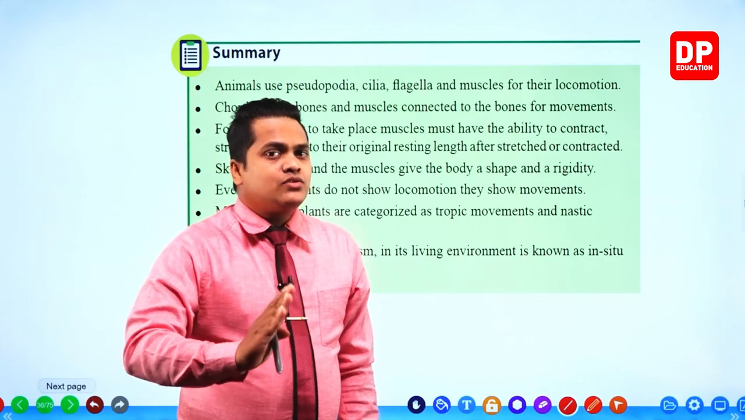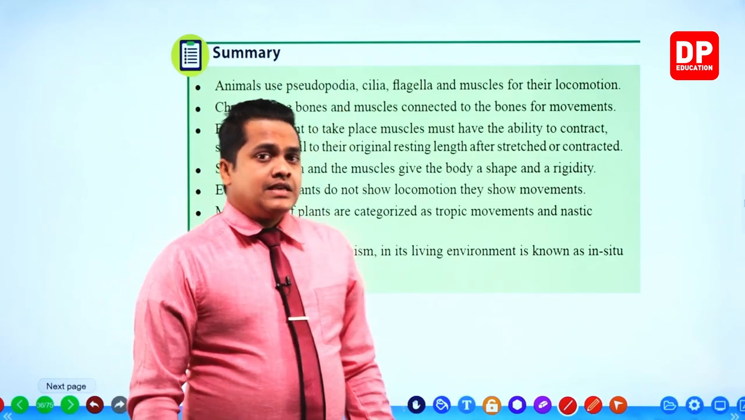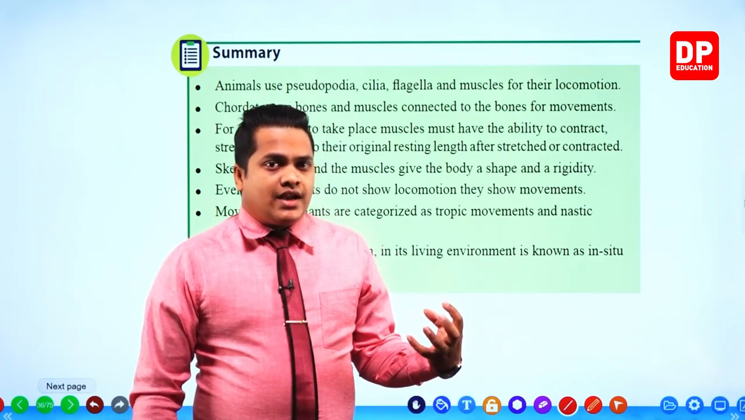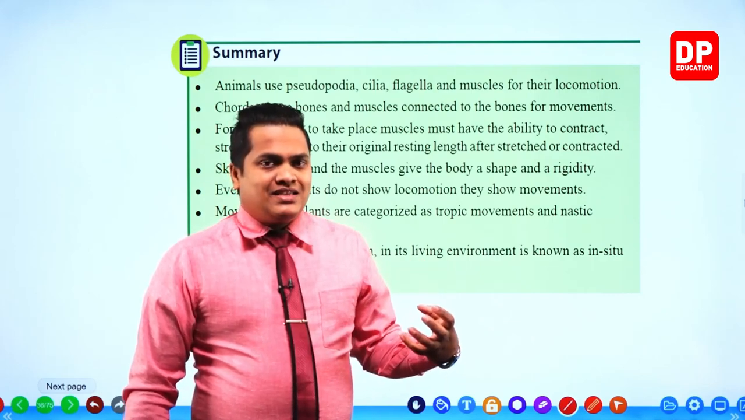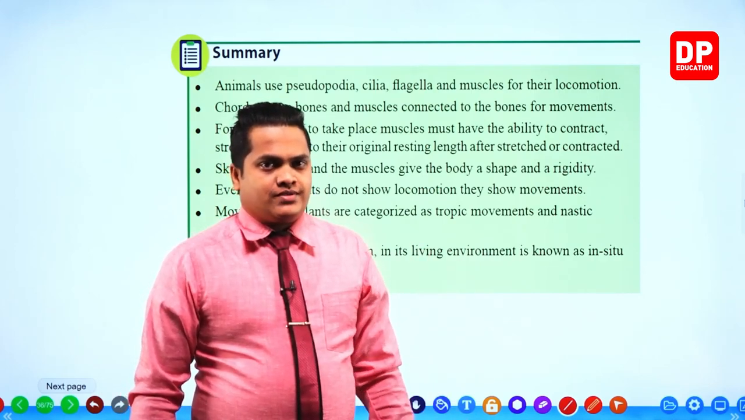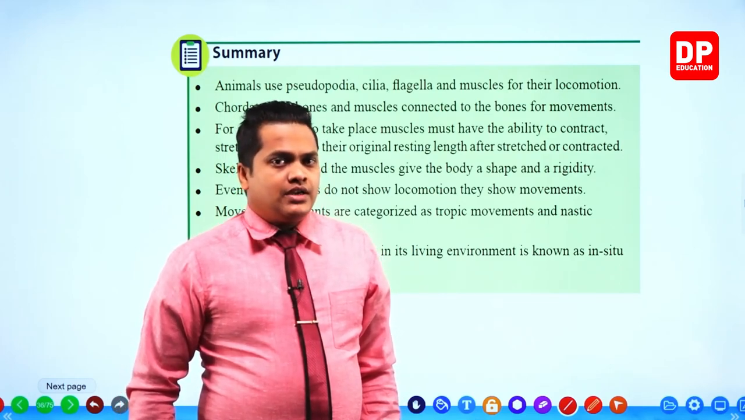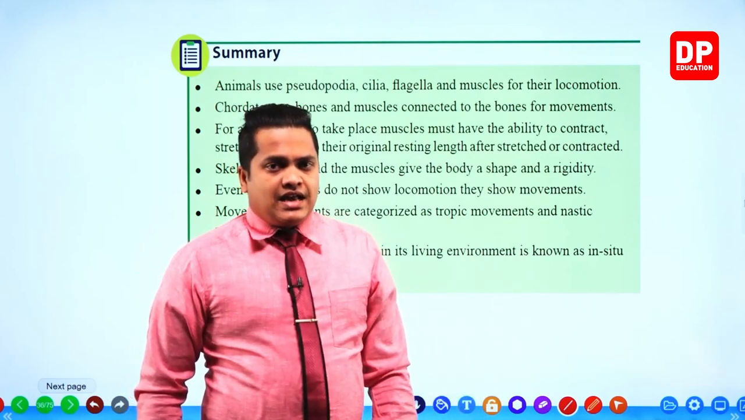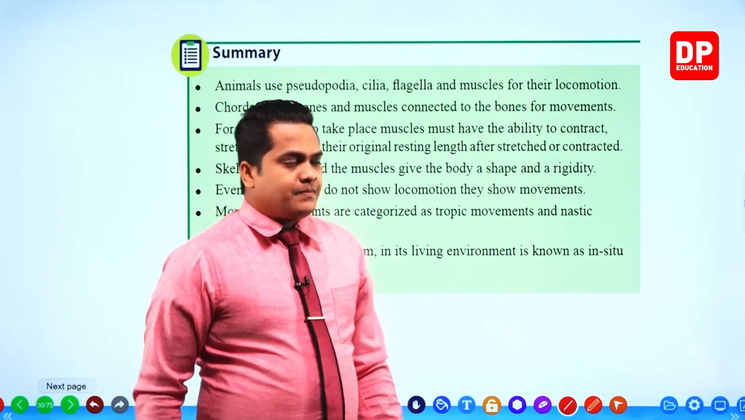So, amoeba has pseudopodia. Then the next one, cilia. Cilia is a type of appendage that is observed in paramecium. Cilia are hair-like structures. These hair-like structures can be seen all over the cell body of the paramecium. So, these hair-like structures help in the locomotion of paramecium.